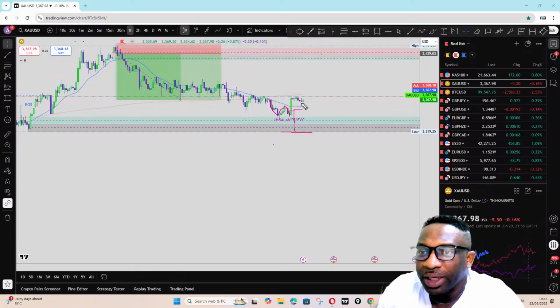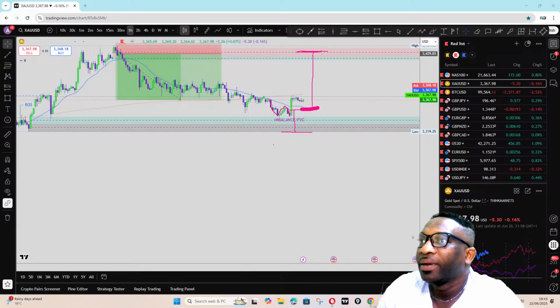Okay, so once we get an entry from here, we take the trade to this area where it got to the previous high. So this now becomes the target. From here to that side, I believe this is clear.